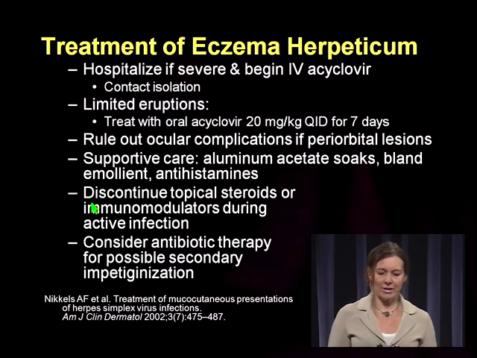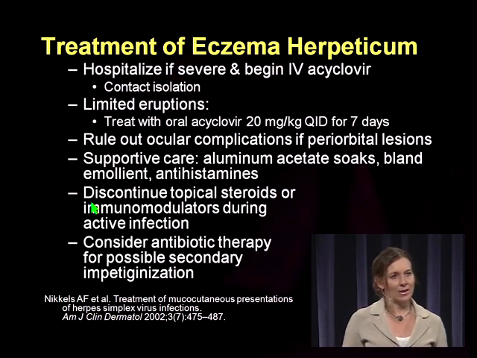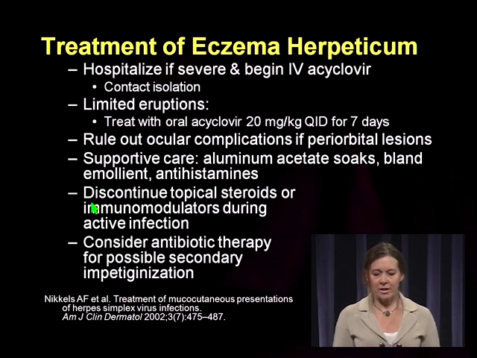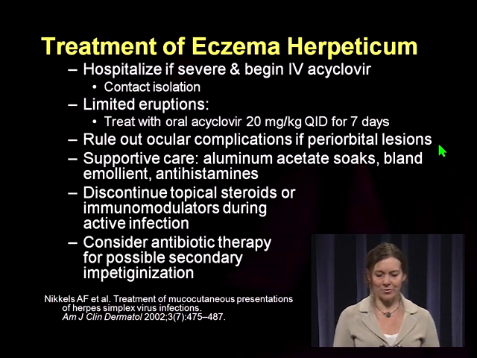So if you do have a patient with that, we tend to manage this by using acyclovir. We tend to hospitalize if the patient is younger, and certainly for more severe disease, or if they have associated fever and other systemic symptoms. If they're very localized, and maybe it's an older, healthy child, then you can sometimes treat with oral acyclovir. You certainly want to look for any signs of periocular involvement.